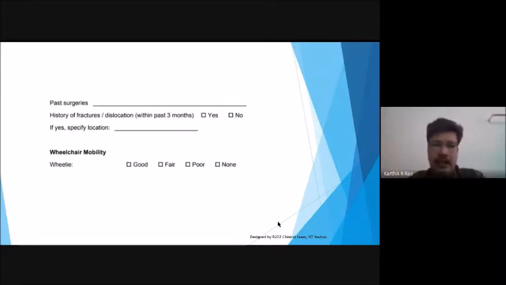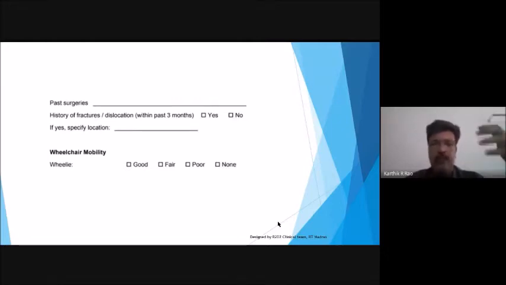And then we look at the wheelchair mobility. The wheelchair mobility is where we're looking at whether the person is able to do a wheelie. We have a grading there, and we will be sharing with you all this information about how we grade what is good, what is fair, what is poor, and what is none, by means of a guide at a later point of time.